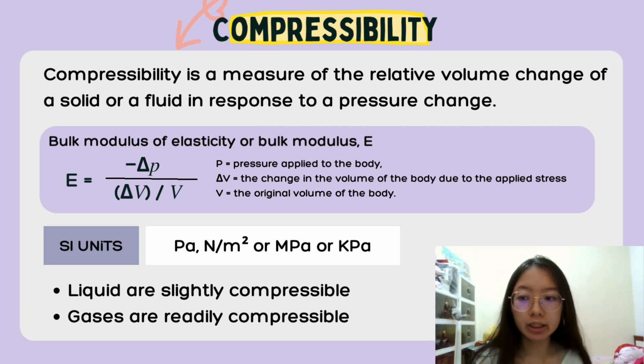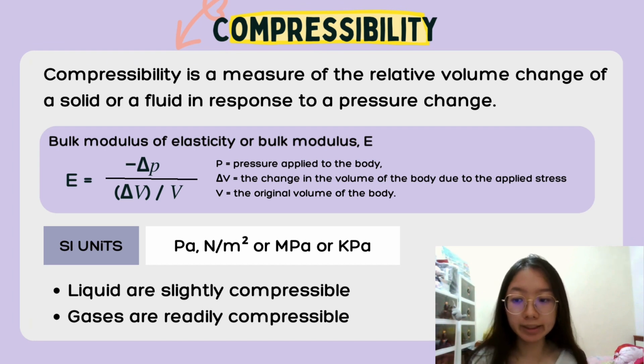And the formula is shown in the purple box here, where P is the pressure applied to the body, delta V represents the change in volume of the body due to the applied stress, and V is the original volume of the body. In the mathematical expression, a negative sign indicates that due to an increase in the value of the pressure applied, the volume decreases. And according to the above formula, the unit of the bulk modulus of elasticity will be the same as the unit of pressure because the relative change in volume is unitless.